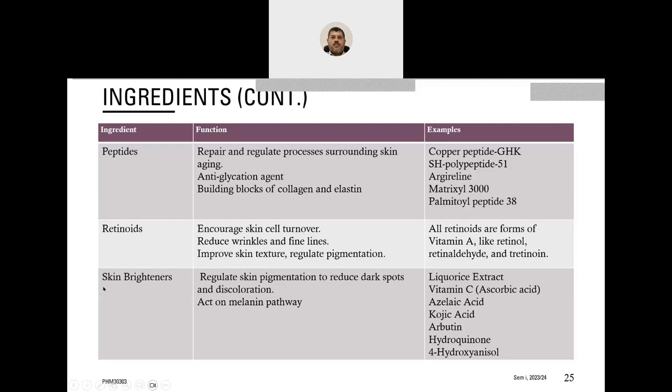Ingredients that may be included in cosmeceuticals are skin brighteners, meaning they make the skin color lighter or brighter. So they regulate skin pigmentation to reduce dark spots and discoloration. And they act mainly on melanin pathways. Some of them are natural, some of them synthetic. Natural ones are like licorice extract or vitamin C; others are azelaic acid, kojic acid, arbutin, hydroquinone, and hydroxyanisole. Hydroquinone, for example, is synthetic. So if cosmeceutical ingredients are intended for skin whitening, then they may contain one of these agents.